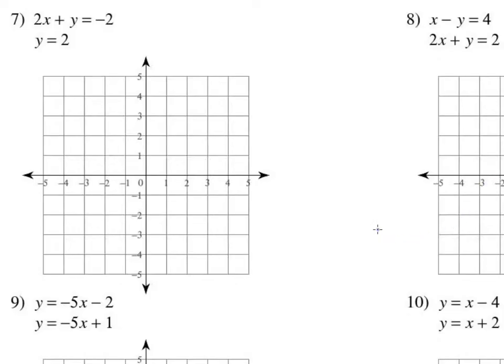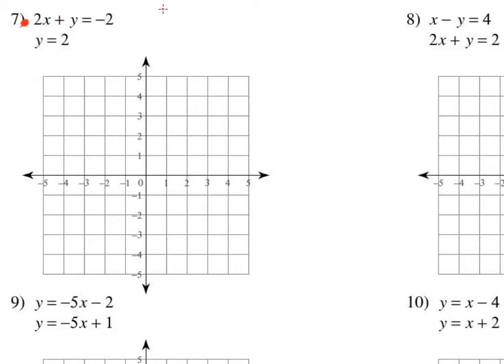All right, so we are on the back here. Just want to get you started on some of these because this is a new concept. But let's take a look here at number 7. I'm not going to do them all out for you, but for this first one, let's remember, we ask ourselves, is y by itself or x and y together?